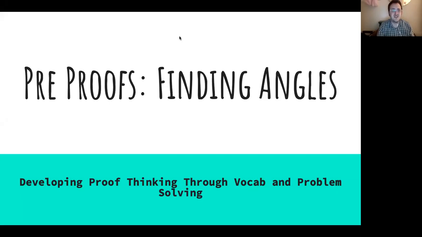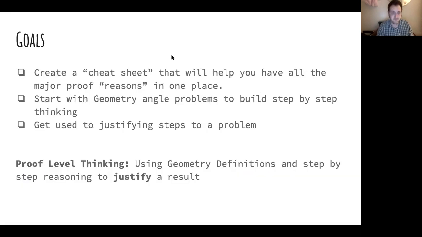Hello, geometry scholars. So this week, before we embark on triangle congruence proofs, we are going to spend today on what I like to call pre-proofs. We're going to be doing these problems in Delta Math that are called finding angles. My goal for today is to help us develop the vocab and problem-solving techniques that are useful for you as you work towards proof level thinking.